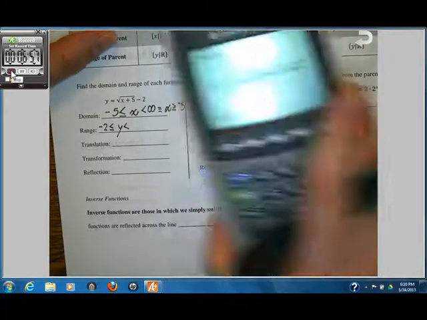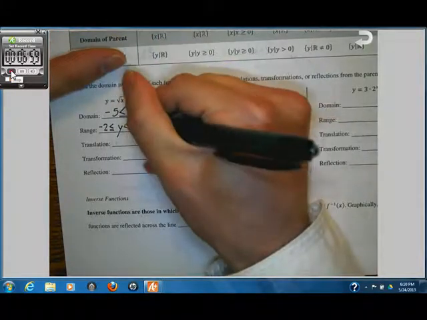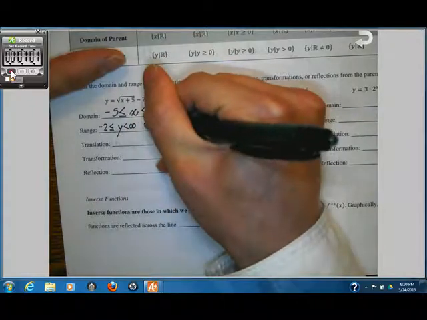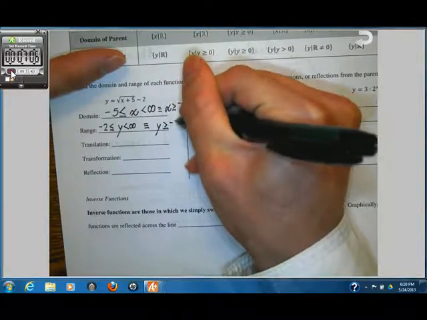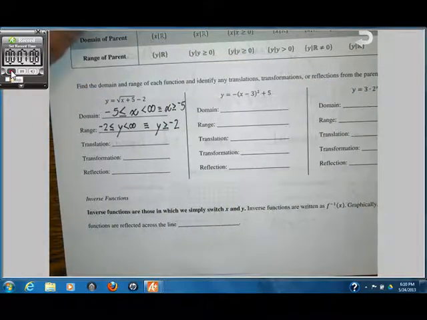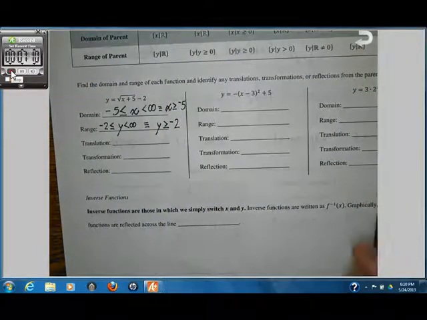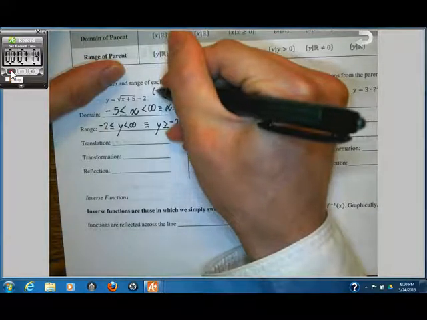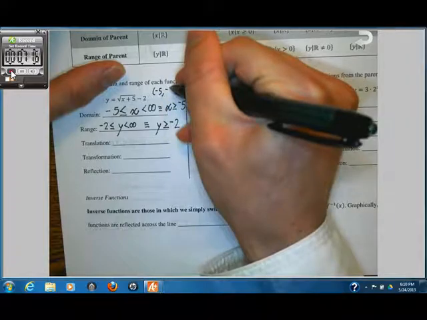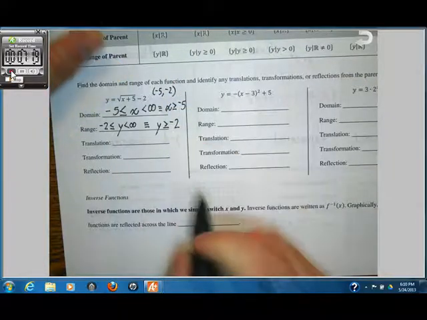It is a translation. Insiders lie. So really your vertex point is (-5, -2), which means you moved it 5 units to the left and 2 units down. That translation describes the transformation, and in this case there is no reflection.